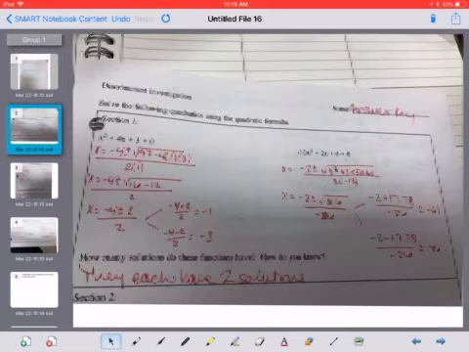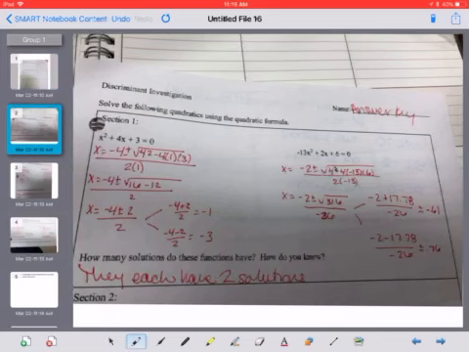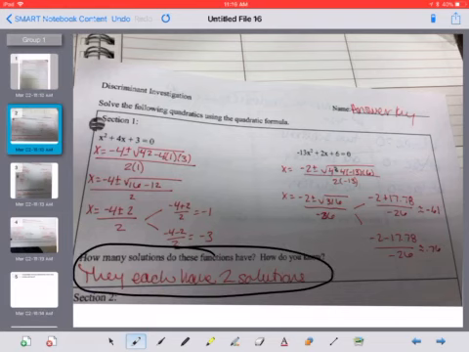Okay, so you should have that finished, and here are your answers. So for the first one, you should have gotten the solutions of -1, 0 and -3, 0. And for the second one, you should have gotten -0.61, 0 and 0.76, 0. And so you should have realized that these functions both have two solutions. So each one had two solutions.